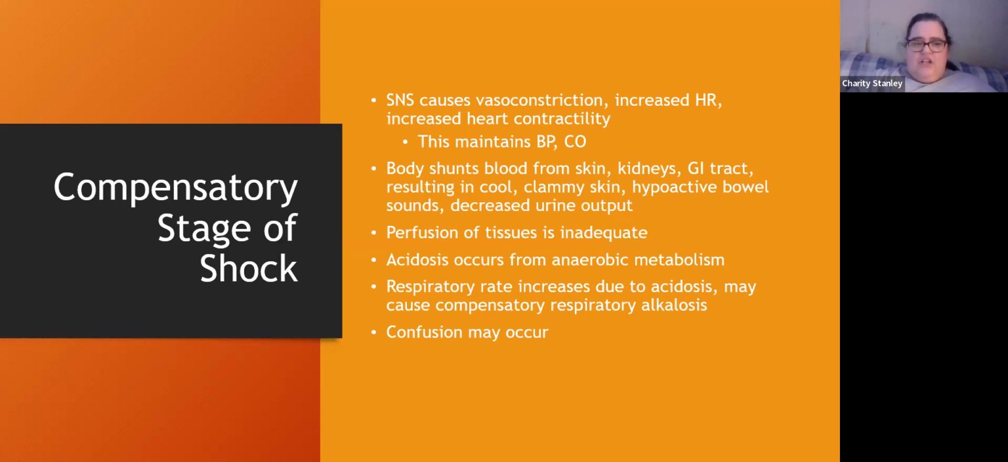So during the compensatory stage of shock, the sympathetic nervous system dumps epinephrine. It's going to cause vasoconstriction, increased heart rate, and this increased contractility gets the heart to pump stronger. The goal of this is to maintain the blood pressure and to maintain the cardiac output.